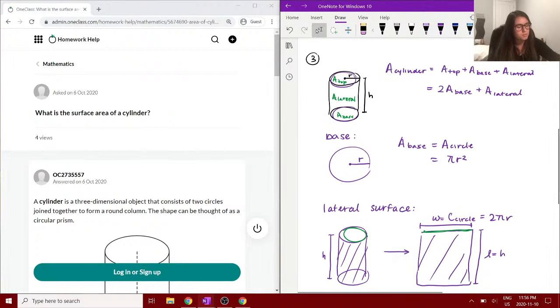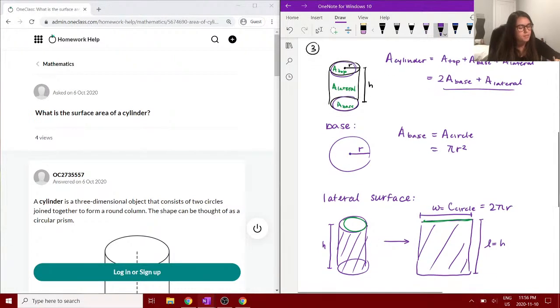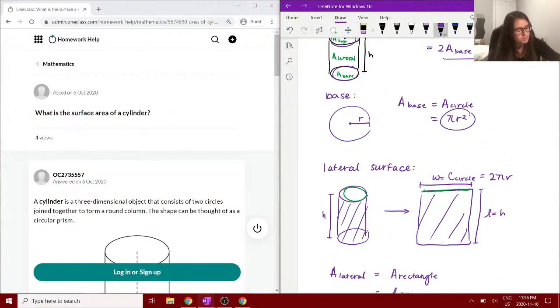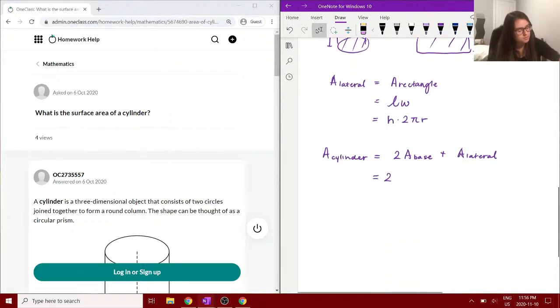So now all we have to do is go back up here and add them together to get the total area of the cylinder. Okay, so area of the cylinder is equal to 2 times the area of the base, because remember we have to account for the top and the bottom of the cylinder, plus the area of lateral surface. So 2 times area of the base, which we determined to be this, pi r squared, plus the area of the lateral surface, which is h times 2 pi r.